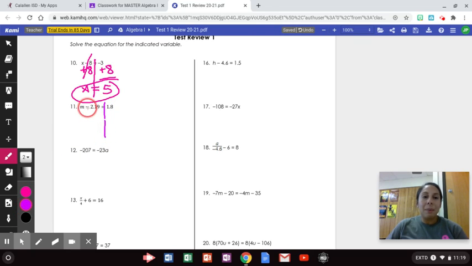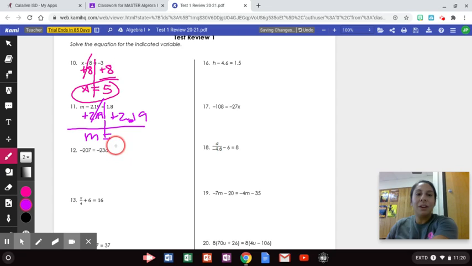Okay, problem 11. Here we have m minus 2.19. The opposite of minus 2.19 is plus. So we have to add 2.19 to the other side. This cancels out, so we are left with m equals. So together, those two are going to give you 3.99.